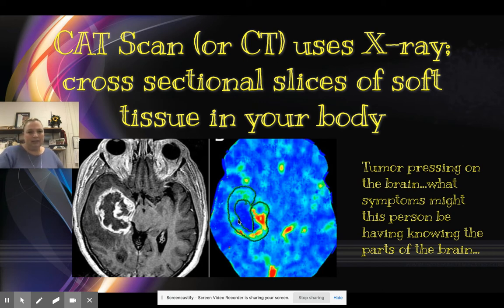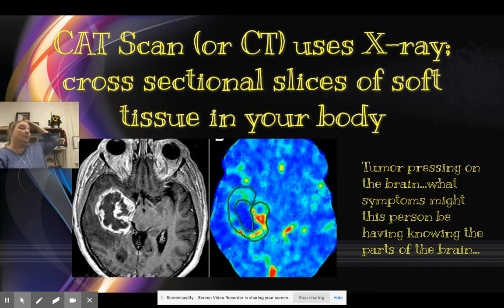This one right here, kind of interesting. This is showing a tumor that is actually pressing on the brain. So now that you know what parts of the brain do what, what symptoms do you think this person had that made them go into the doctor? So it's over on this side, right? It's right over here. So they were probably having trouble with planning or thinking, right? Because that's up here in the frontal cortex.